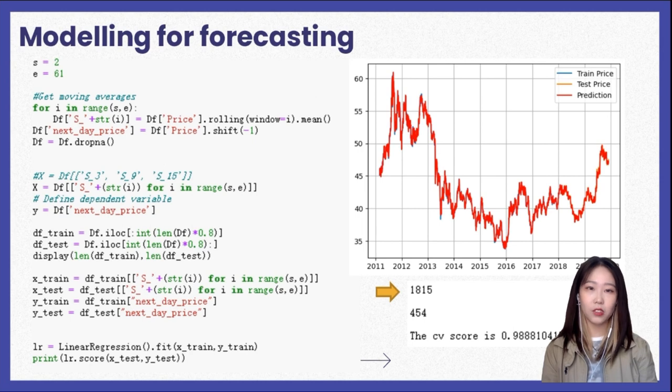The explanatory variables in this strategy are the moving averages for the past 2 days to 60 days. In the illustration, we can see that the test value and the predicted value basically overlap, and the value of the CV score is more than 0.9, which means that the model can predict the price nearly perfectly.